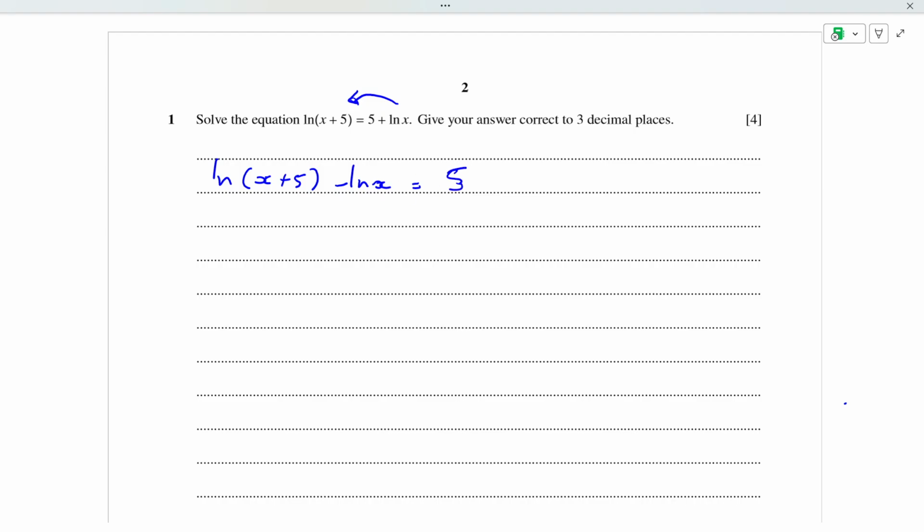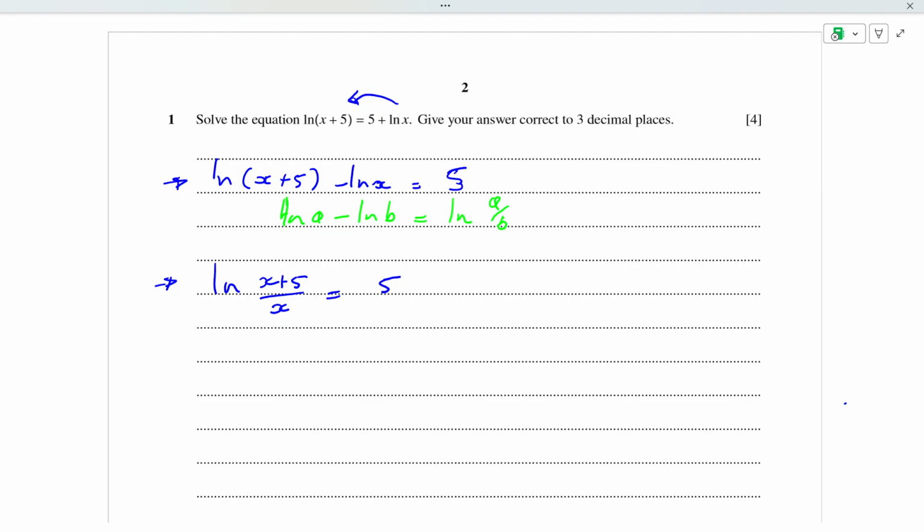And then I'm going to use this logarithmic property, which says that ln a minus ln b is equal to ln (a over b). This is a property that you should know for logarithms. If you don't know the logarithmic properties, you can comment in the description, and then I'll send a link for a video with that. Now you combine those, and you have ln((x + 5) over x) is equal to 5.